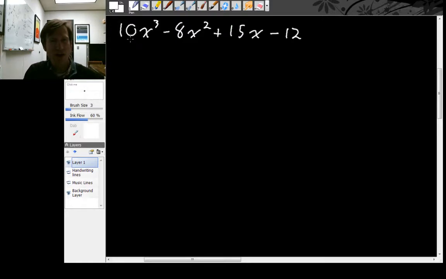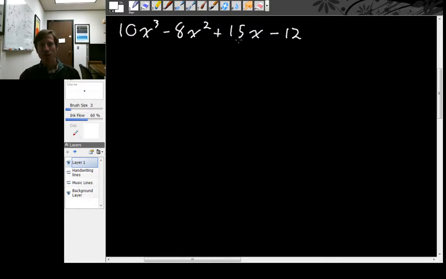Looking at this first term, it looks like the factors are 2, 5, and x. Some of the other terms have factors of 2, some have factors of x, and some have factors of 5, but there's no other term that has all of those factors. So there is no common factor, so we can't factor out a common factor here. So we'll have to try something else.